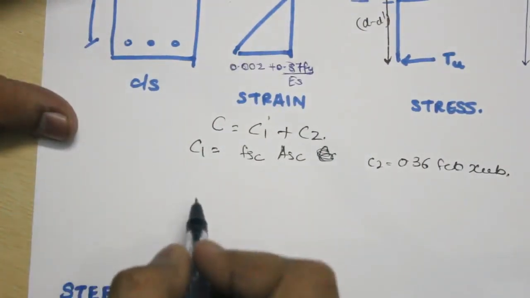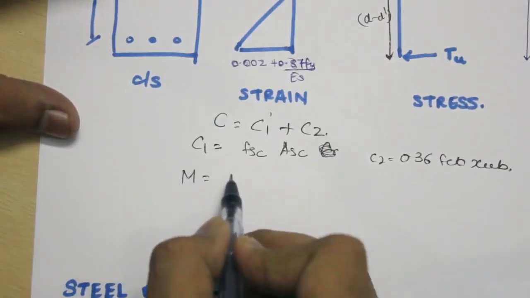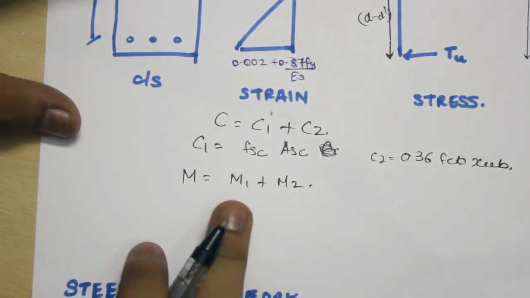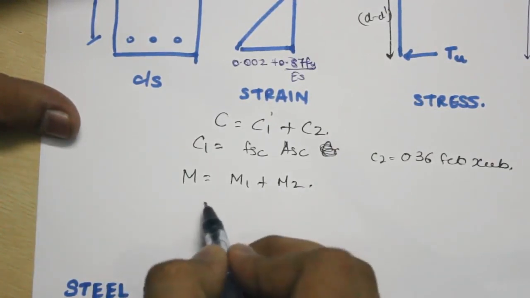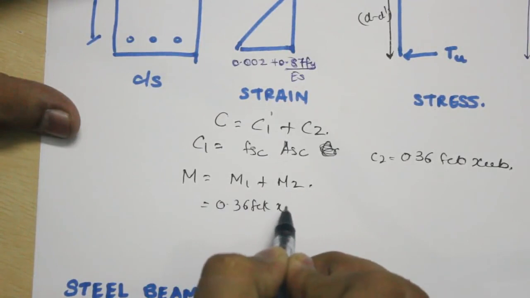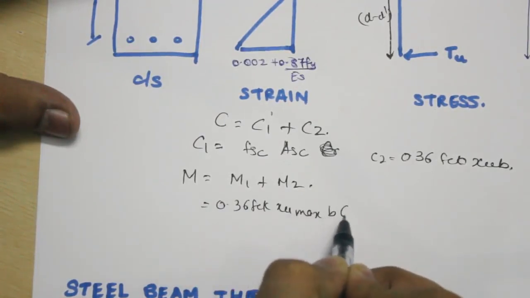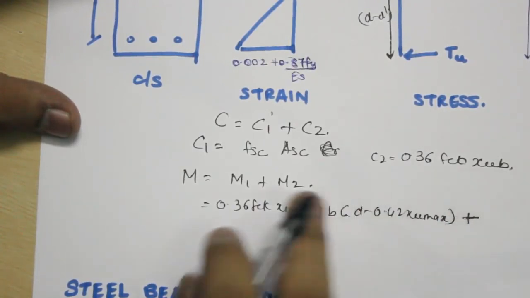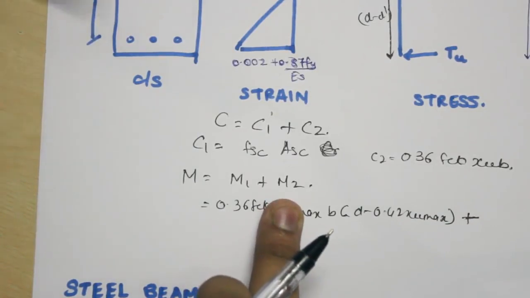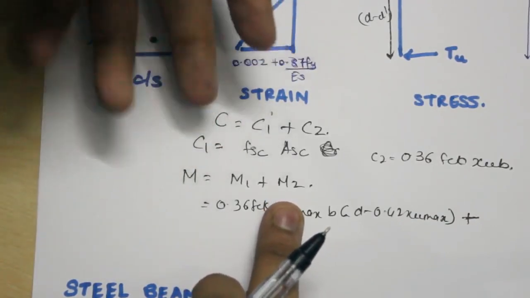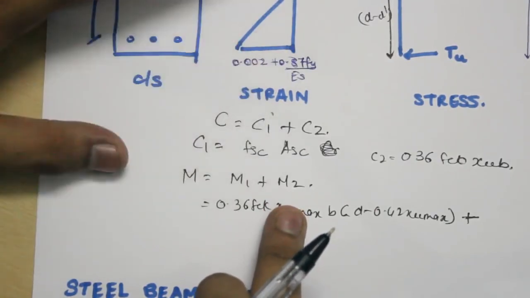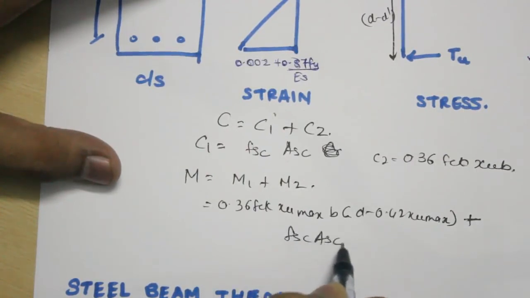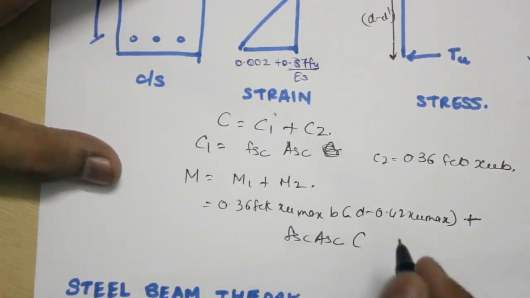Okay, so the moment of the doubly reinforced beam will be M1 plus M2. The value of M1 will be equal to the ultimate moment of resistance of the beam, that will be 0.36 FCK XU max B times (d minus 0.42 XU max), plus M2 will be the extra moment that the beam has to carry above the ultimate moment of resistance, which will be taken up by the compressive steel, that will be FSC times ASC, and the lever arm will be d minus d dash.